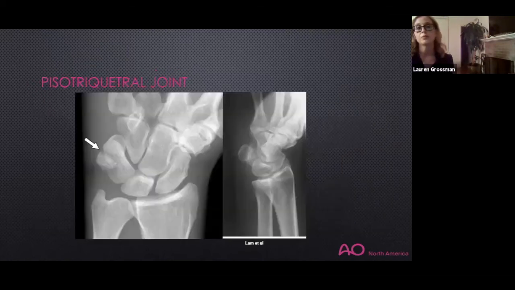There's also your pisotriquetral joint, where you can have a fall, you can have a pisiform fracture, as we see here on the left. You can see two half moon shapes, or half of a circle. This whole thing is the pisiform. On the right-hand side, you could see pisotriquetral arthritis. And right here, you could see there are osteophytes between the joints, narrowing of the joints as well. And this is another reason to have pain on that side of the wrist.